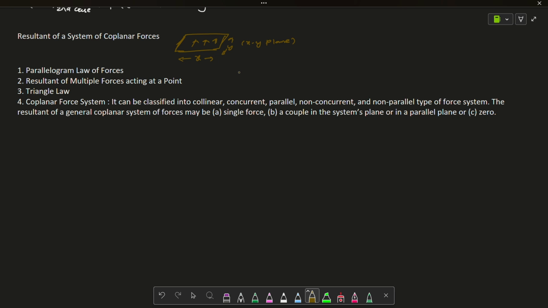That is known as a system of coplanar forces. So how are we going to calculate the resultant of these forces? That we have to see here. The first thing is the parallelogram law of forces. First we will discuss this. What is this?